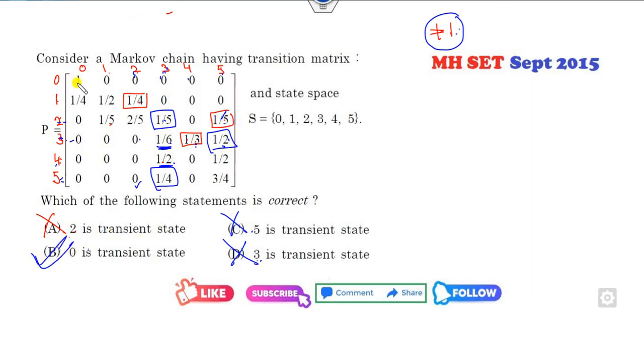How? You can see about that. This is my 0. I can skip the 1. What is this number? 1, 0 is my non-zero and non-1. What is my 0, 1? 0, 1 is my 0. So therefore, this is my transient.